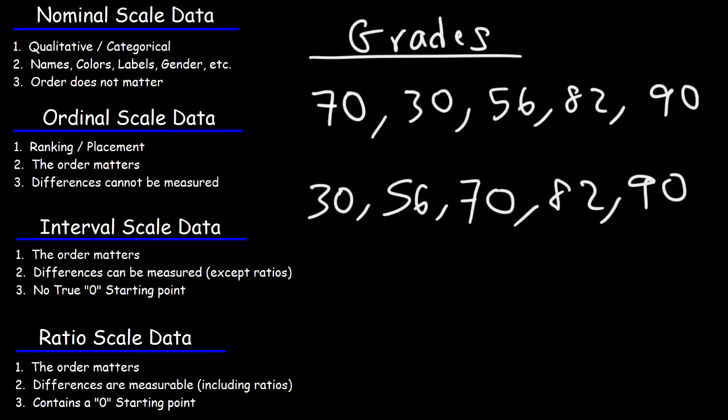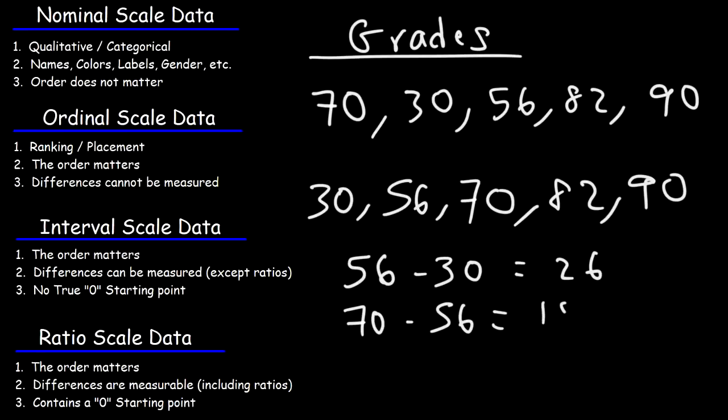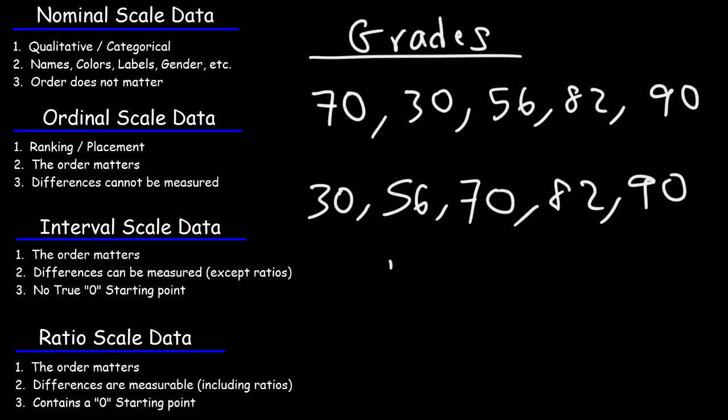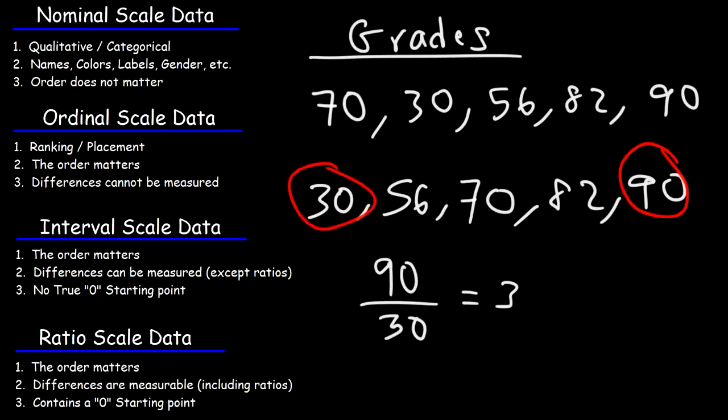Now the differences can be measured. For instance, 56 minus 30 is 26, and 70 minus 56, that's 14. So as we can see, the differences are measurable, and we could also measure the ratios. If we take 90 and divide it by 30, we get 3. And so we could say that this student has a grade that is 3 times higher than this student with the lowest test score. And that would make sense. We can see that the ratios are meaningful.